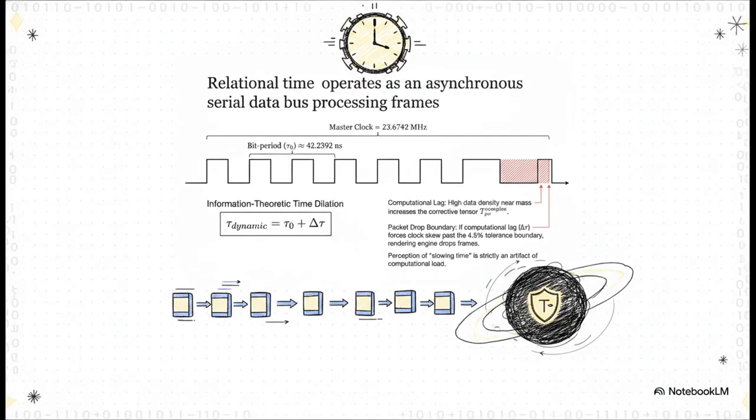So how does this engine process time? Well, it's not a flowing river, but a digital sequence. Relational time actually operates as an asynchronous serial data bus. The universe literally has a master clock running at exactly 23.6742 megahertz. Reality is being processed in discrete frames or bit periods of roughly 42 nanoseconds. And as you get near massive objects, the computational load spikes, and the math requires a corrective tensor just to handle all that high data density.